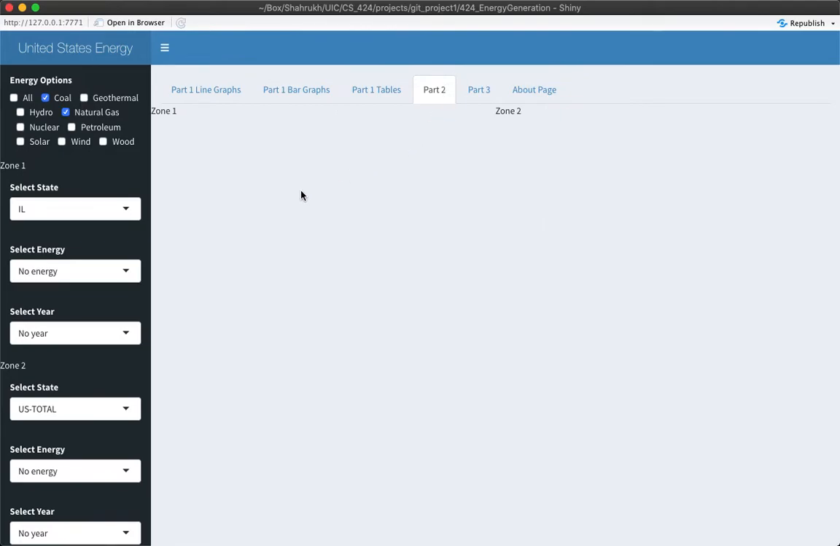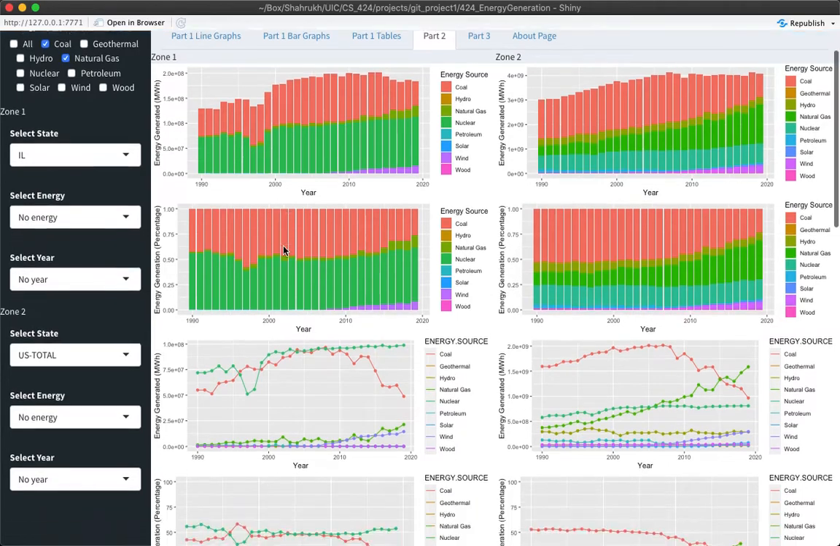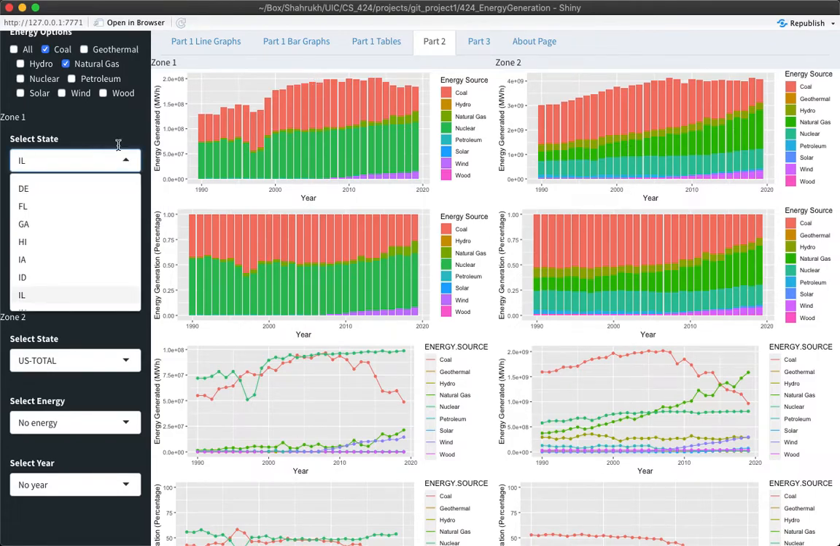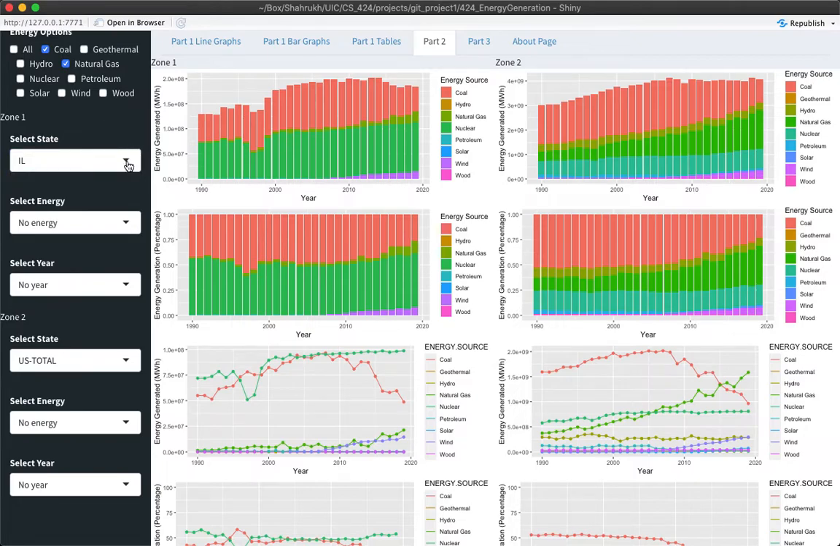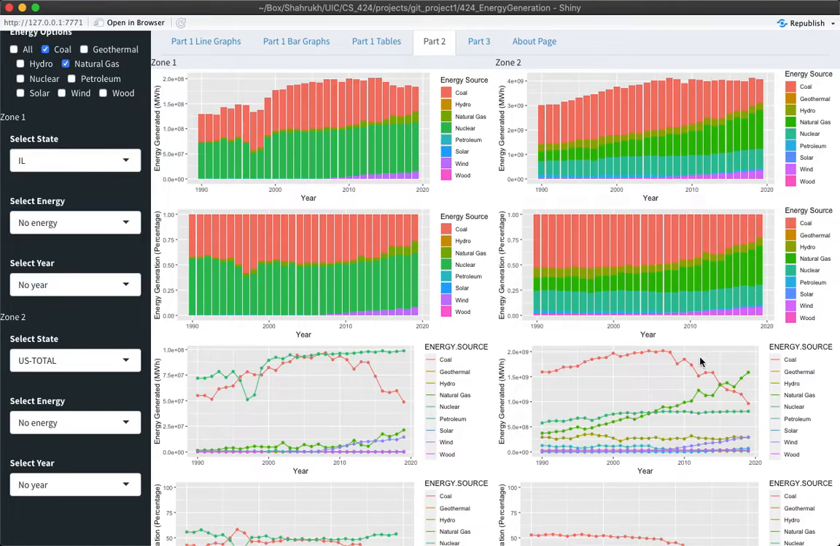Now, if we go to this part, what we see over here in 3, 2, 1, boom. We'll see over here, we can see multiple graphs, and it's actually divided into two zones. So this one is one zone, and this is the second zone, where we can compare. So on the left, we see all of the information about a specific state. In this case, it's Illinois. And on the right, we see all the specific information about the US total.